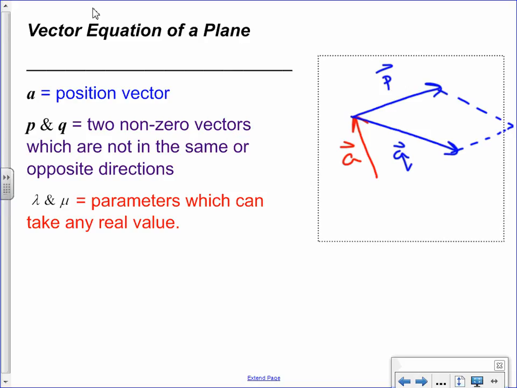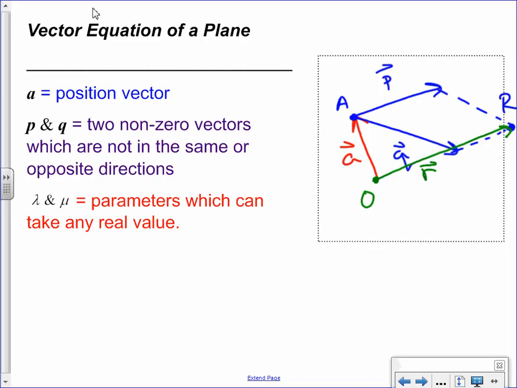Let's say this point right here, where they're connected to vector A, is point A. And let's say this is point R. If they're at the origin right here, then the vector that connects to point R is vector R. And wouldn't you say that vector R is like vector P plus vector Q, plus A, the position vector?